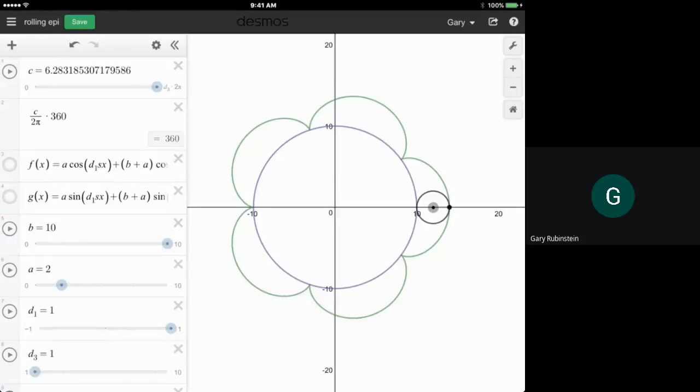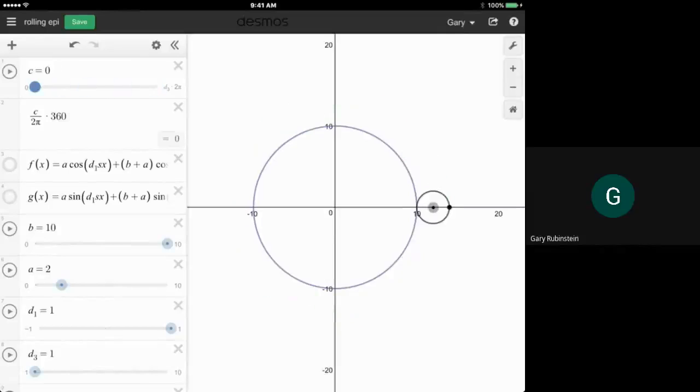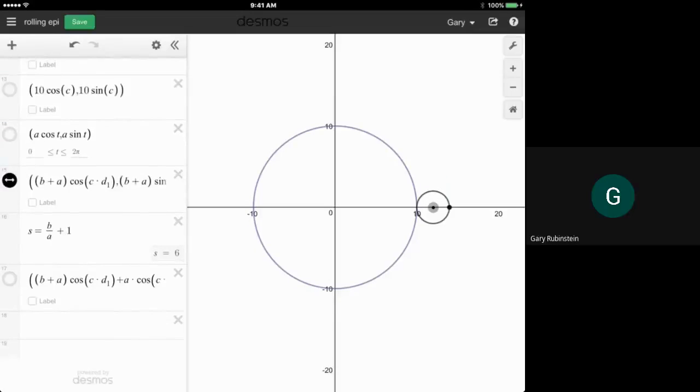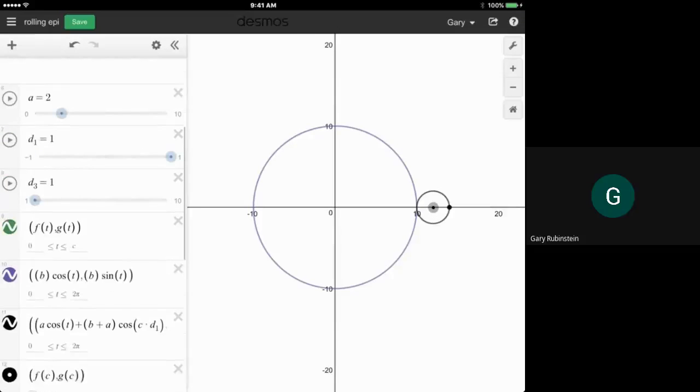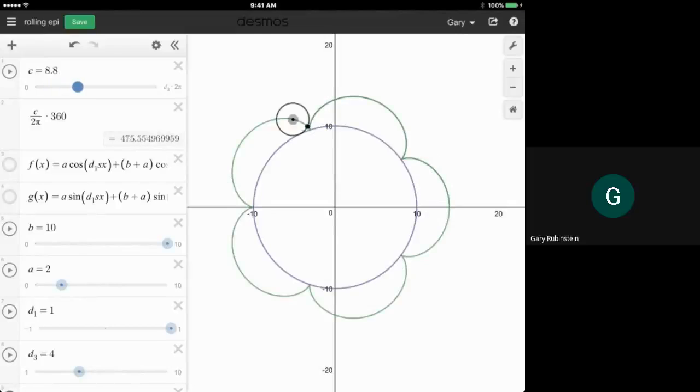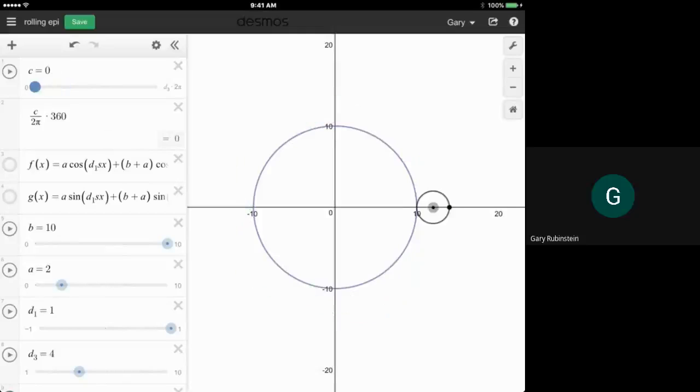But if I bring it back to the beginning, and if I move this one up, this lets me go around more than once. So now take a look. And the second time around, it traces right over the first time around. So I do get this flower.